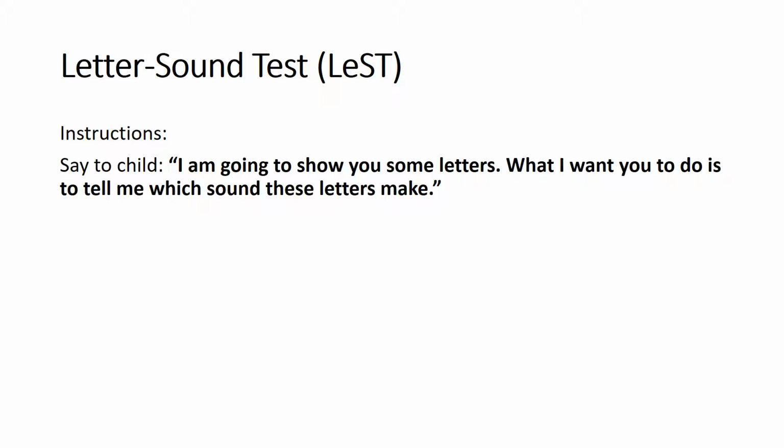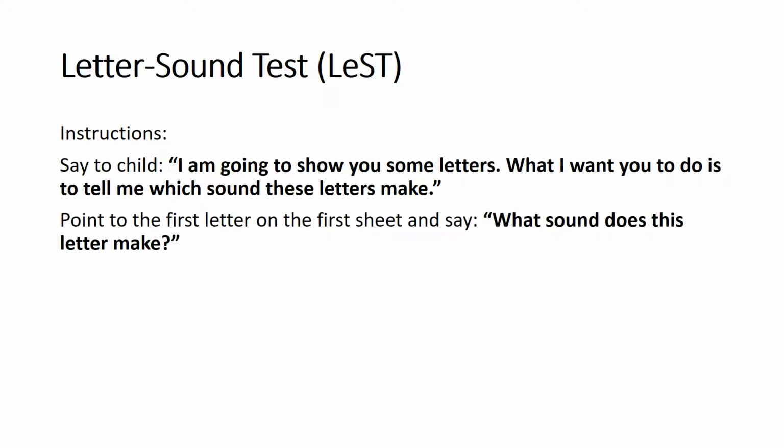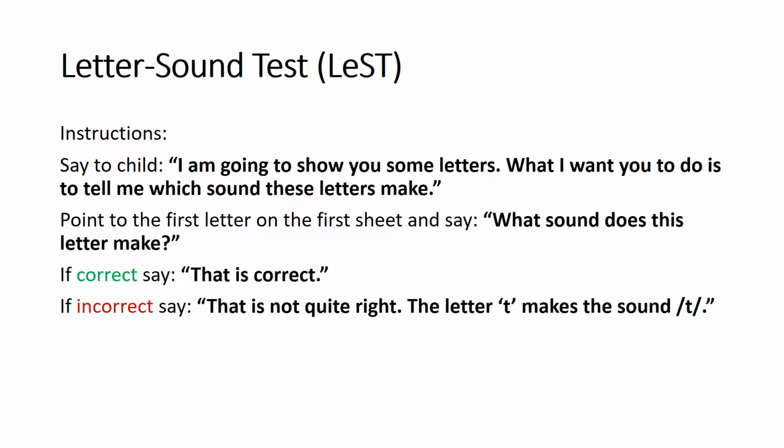So this one is called the letter sound test, or the LEST. Just to go over the instructions really quickly, it's basically what it sounds. You'd say, I'm going to show you some letters. What I want you to do is to tell me which sound these letters make. So you show a child some letters and just ask them to make the sound. You point to the letters and the child will repeat the sound. If it's correct, you say, that's correct. If it's incorrect, you might correct them. So say, the letter T makes a T sound.